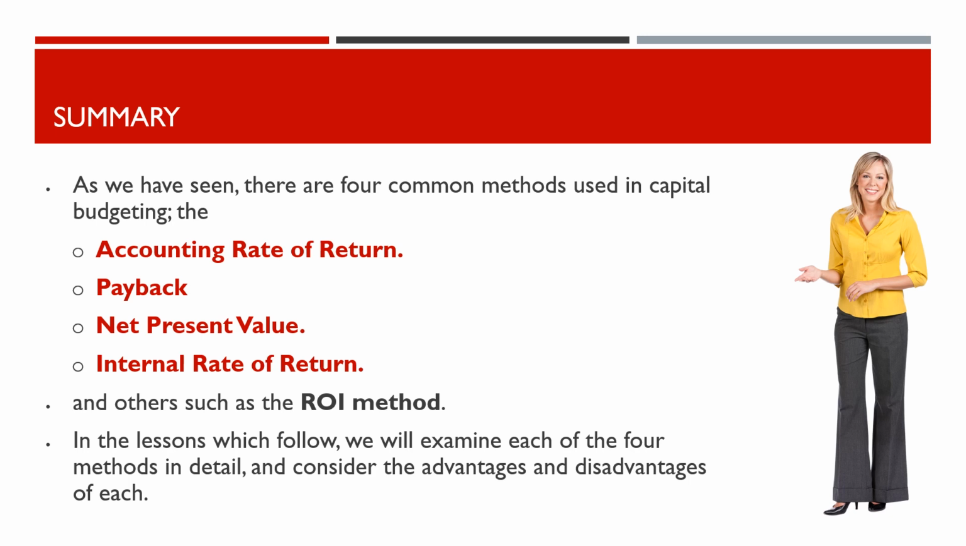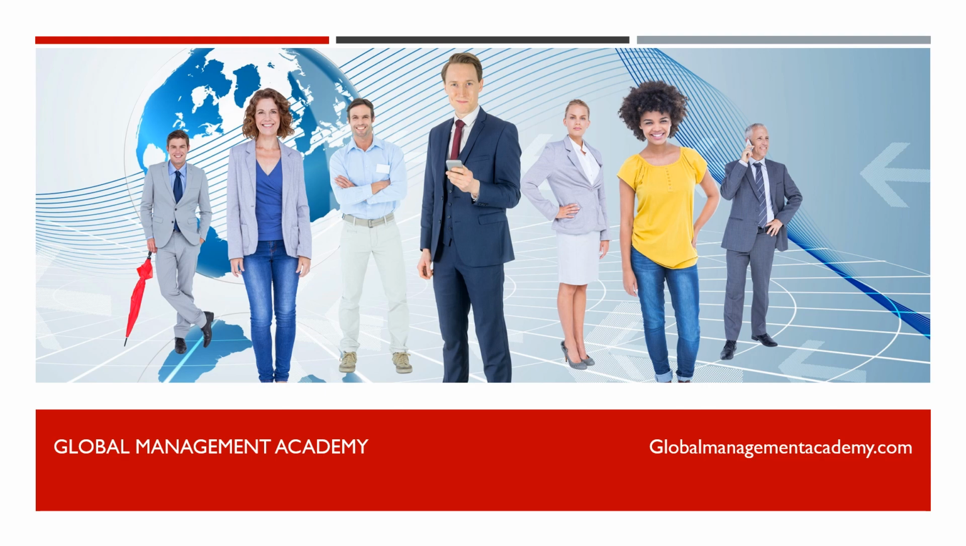As we have seen, there are 4 common methods used in capital budgeting: the accounting rate of return method, the payback method, the net present value method, and the internal rate of return method. And there are others, such as the ROI method. In the lessons which follow, we will examine each of the four methods in detail and consider the advantages and disadvantages of each.